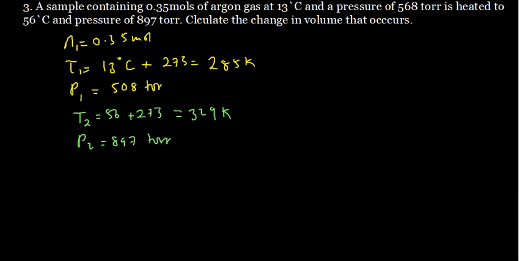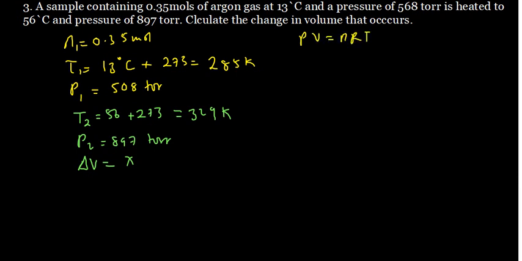Now the question is to calculate the change in volume that occurs. Now how are we able to calculate the change in volume? From the relationship that we have, we can see number of moles, temperature, and pressure. Now we want to find volume. On the first one, we don't see any volume there. So the first thing I'm going to find is the first volume, right? If I find the volume here and then the volume here, I can now find the change in volume. So we know that PV is equal to nRT.